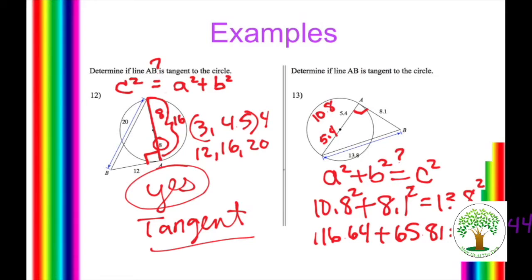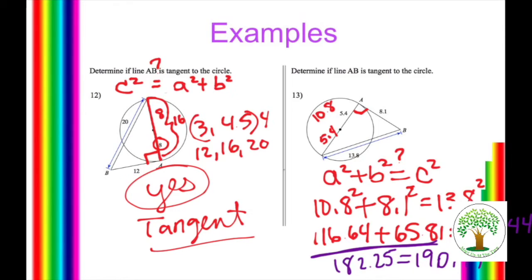Did you get that right as well? So when we add these two together, do we get 190.44? Oh, that's what we're doing. Never mind. What do we get once we add them? 182.25. That's what I got. So is this a tangent?